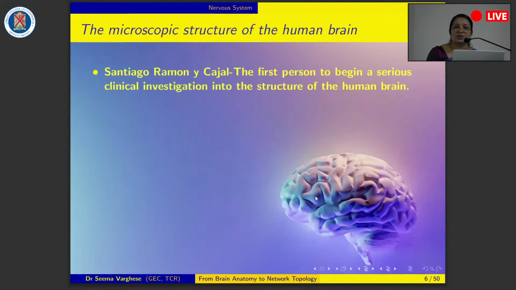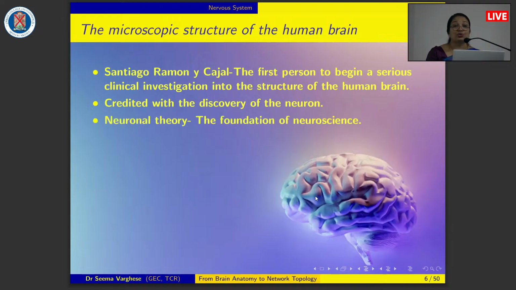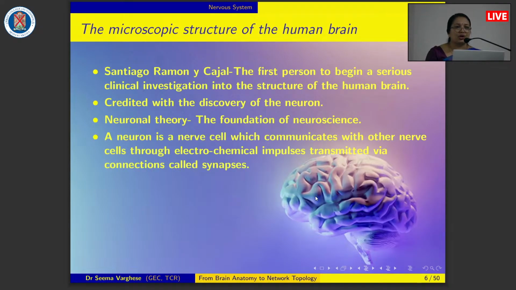Now coming to the microscopic structure, that was anatomy. What about the microscopic structure? This person is of very great importance, that is Santiago Ramón Cajal. He was the first person to begin a serious clinical investigation into the structure of the brain. He is credited with the discovery of the neuron, and neuronal theory is the foundation of neuroscience. What is a neuron? A neuron is a nerve cell, and before that you must understand, when I say nervous system, what do you mean by a system?